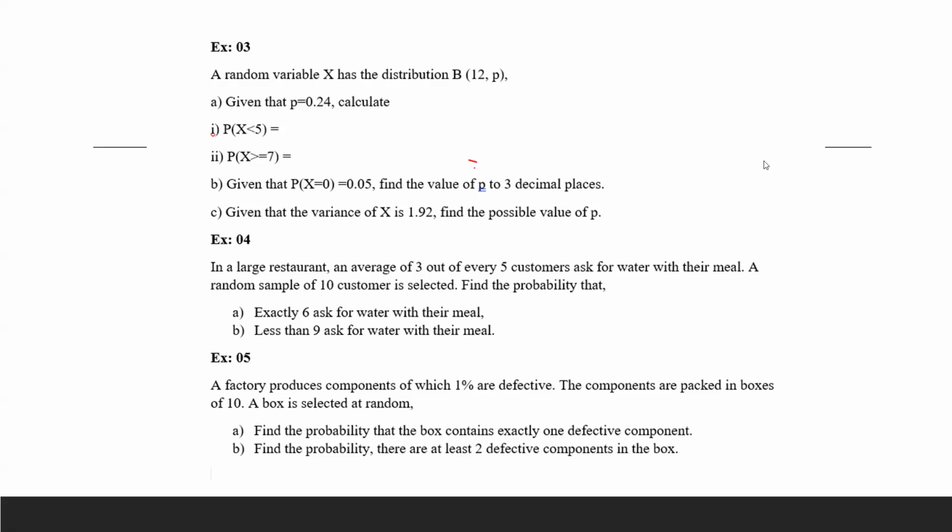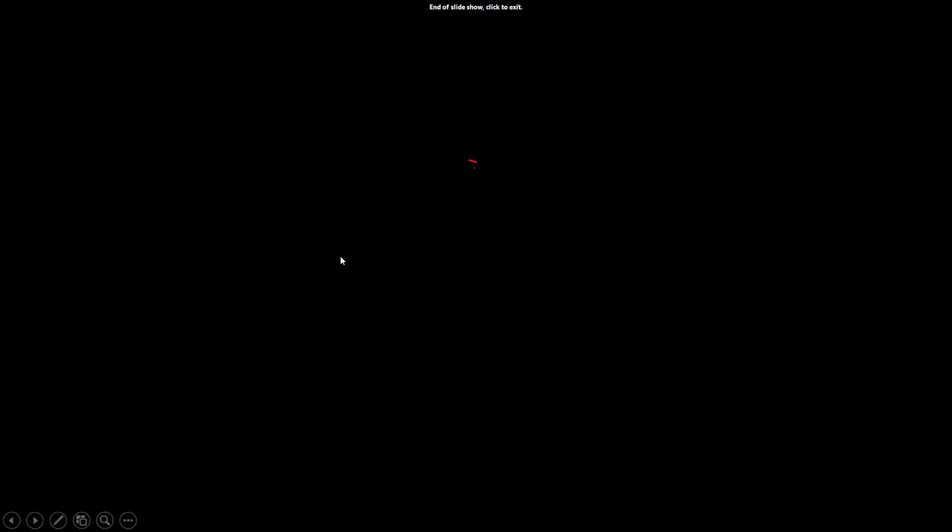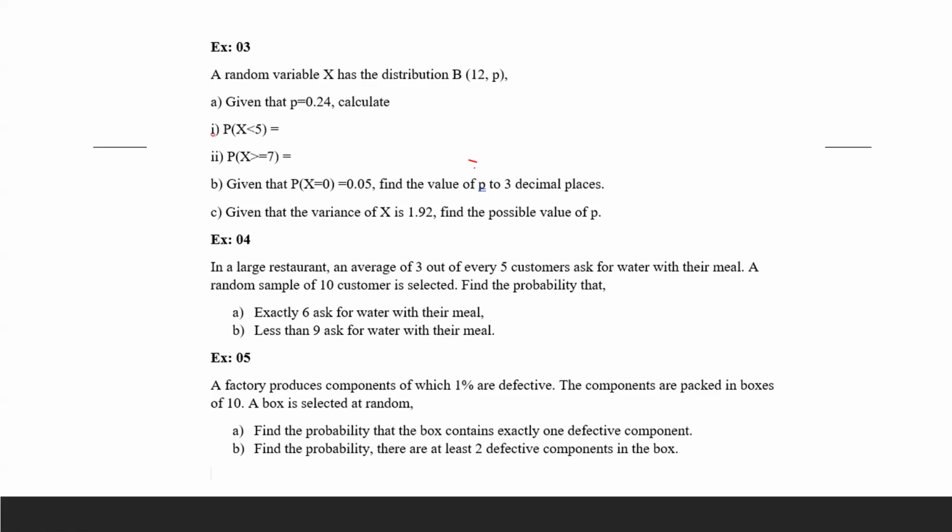Okay, the time is not enough. You can write down these example 4, example 5, and those things, because those questions are very important for your final exam. This type of question will be available on your final exam paper. Write down quickly. Try.